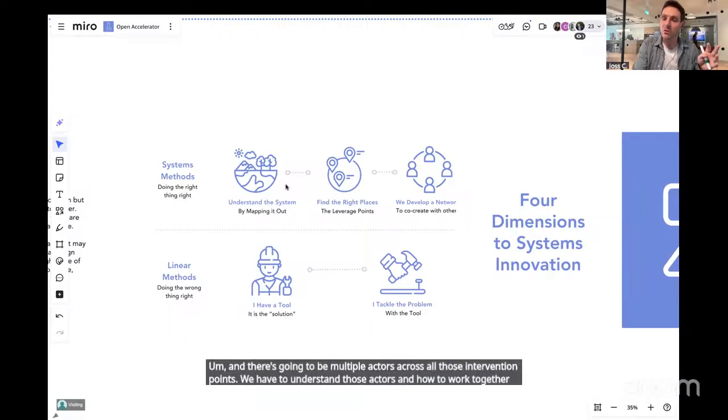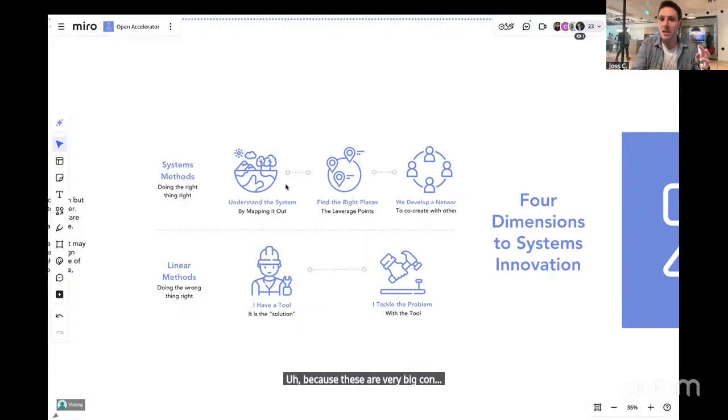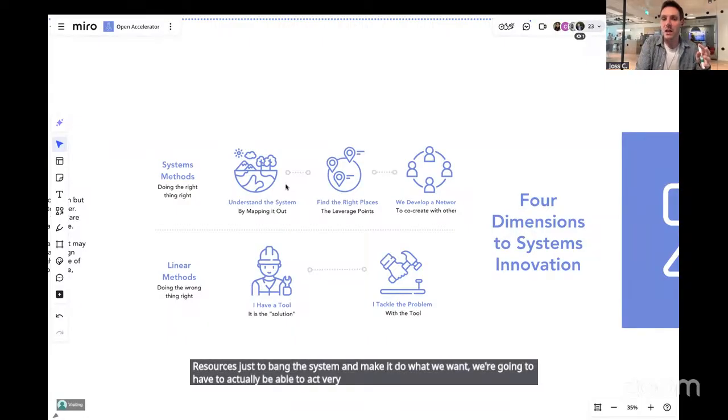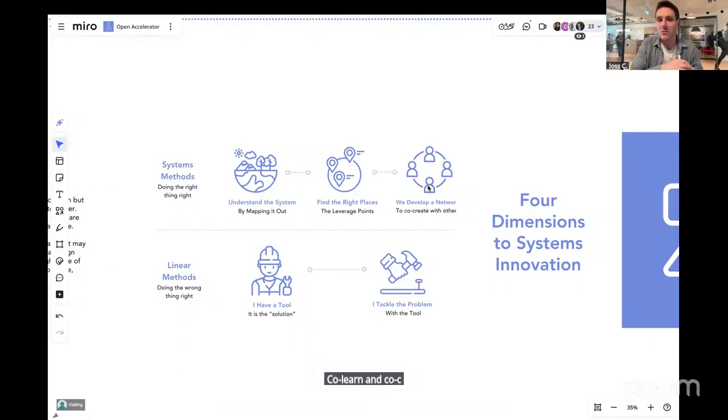We have to also find high leverage points if we really want transformation, because these are very big systems. We're typically not going to have resources just to bang the system and make it do what we want. We're going to have to act very strategically to find high leverage points, coordinate them in an effective way, work together with those stakeholders in a way that's speaking their language and wanting to be engaged in this, and then get them working together to co-learn and co-create a new system, this ecosystem thing.